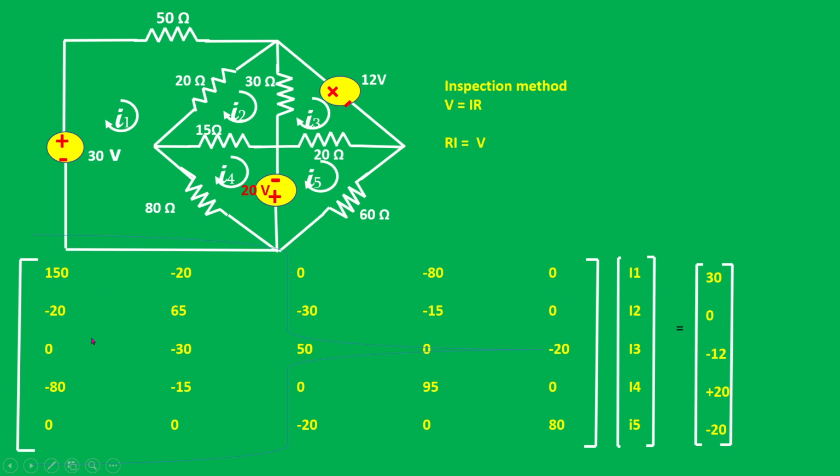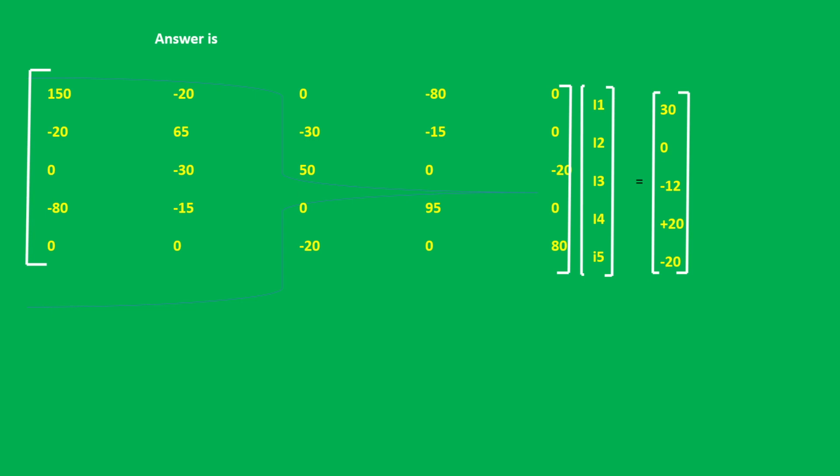Okay, so we have added all the values together, so to get this: 150, minus 20, 0, minus 80, 0; minus 20, 65, minus 30, 15, minus 15, 0; and here it is 0, minus 30, 50, 0, minus 20; minus 80, minus 15, 0, 95, 0; then 0, 0, minus 20, 0, 80, multiplied by I matrix equal to this voltage matrix. Okay, so we got this answer.